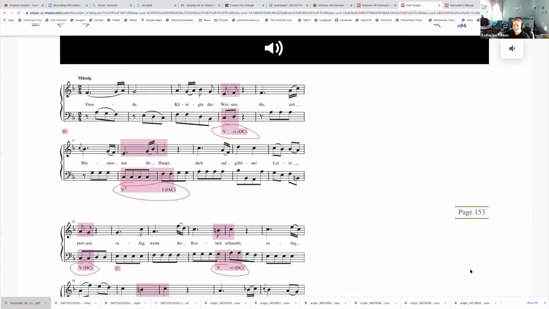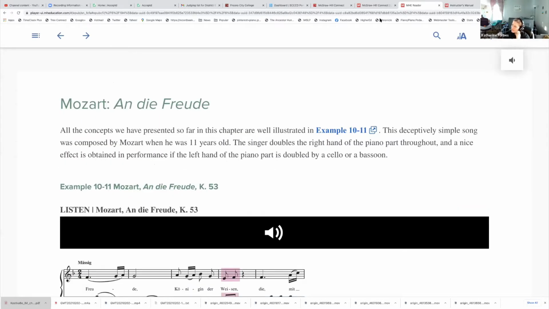Let's read again what they said. They said the singer doubles the right hand of the piano part, which was played on a harpsichord, and a nice effect is obtained if the left hand of the piano part is doubled by a cello or bassoon. And then they're like, yeah, we're not spending the money to do that on our recording with you. But it'd be cool if we did. That's what I gather from it.